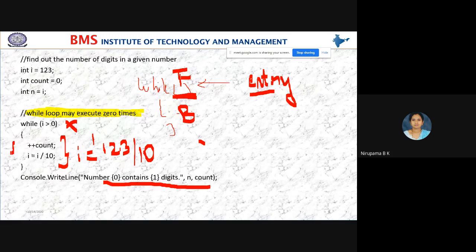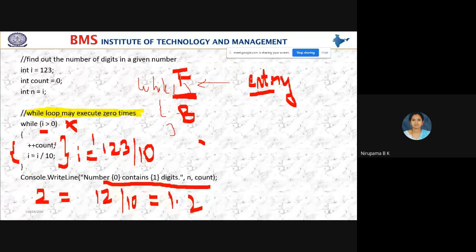See, this body of the loop will be executed until this condition becomes false. Now the I value is how much? 12.3. Is 12.3 greater than 0? Yes, it is greater than 0. Again, this statement will be executed. Now count will become 2, and I is how much now? I is 12. 12 by 10, how much, students? 1.2. So again, I value is 1.2.